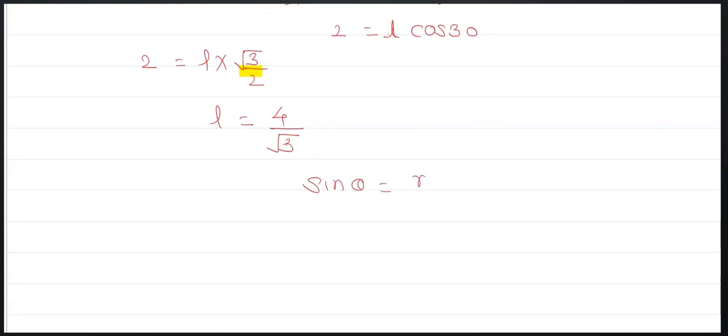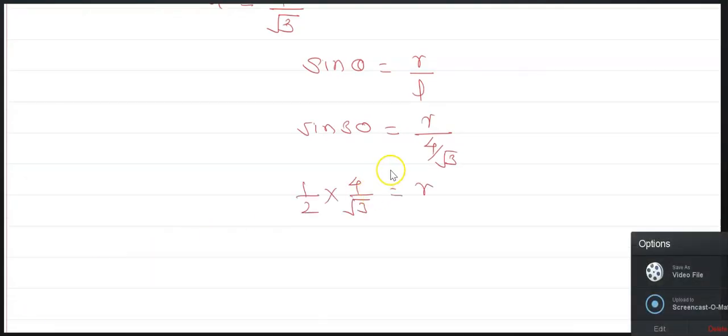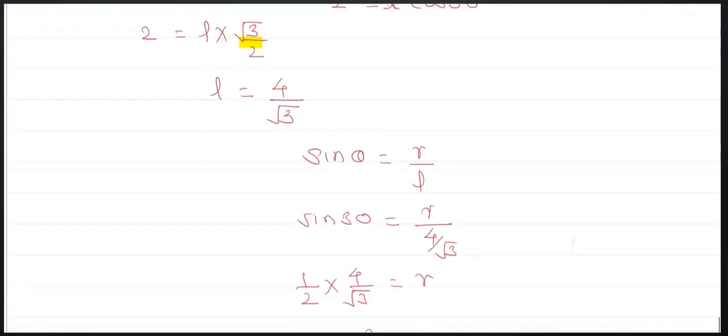Now, if we simplify this, sin theta is equal to R upon L, then you will get 1 upon 2. Sin 30 is R upon 4 upon root 3. If you simplify this, then you will get the value of R, which is 2 upon root 3.